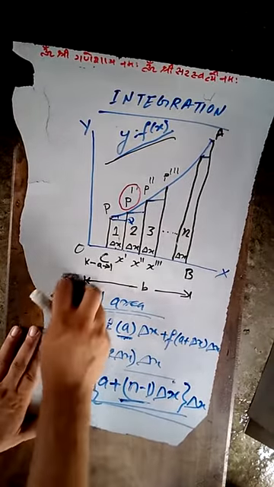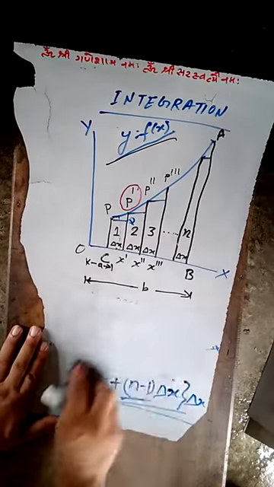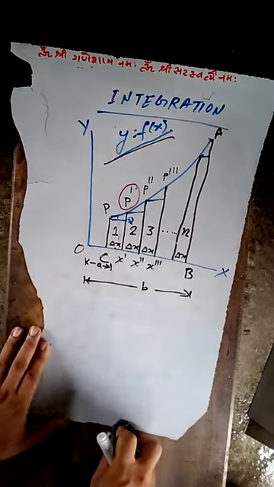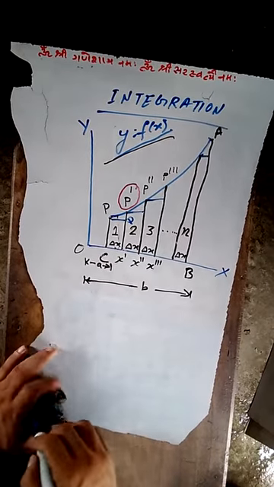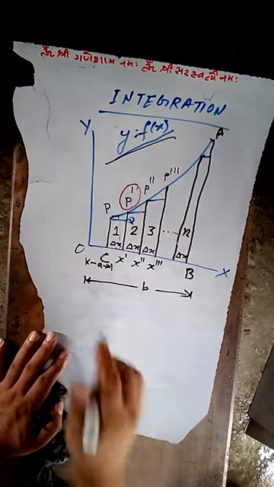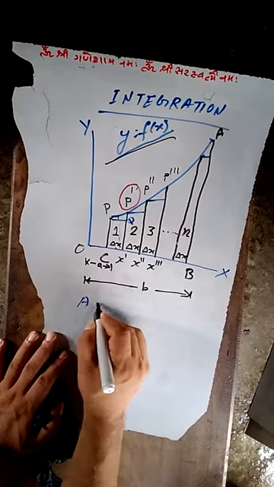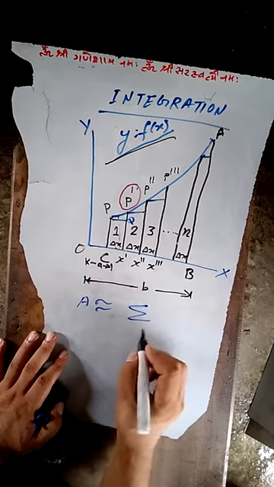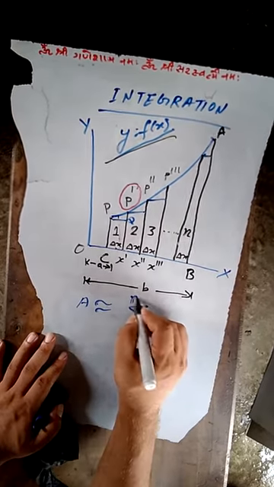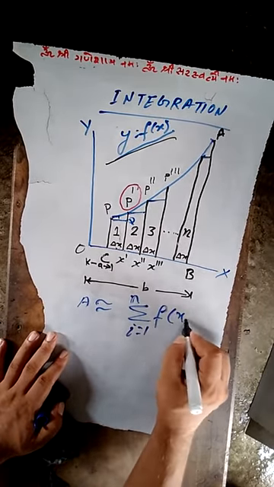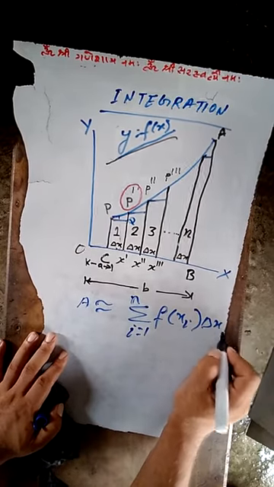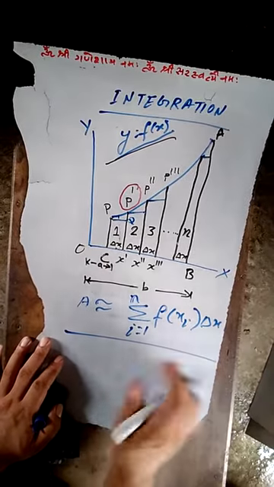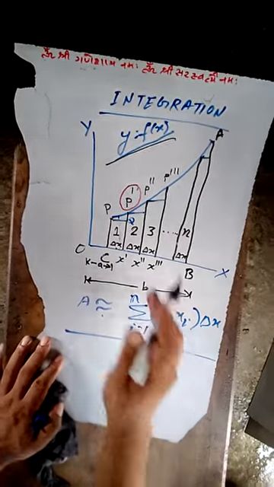So how do we eliminate those triangles? To eliminate those triangles, we need to take the help of the limit. The limit you know very well. So here the area is approximately equal to sigma i equals 1 to n, f(x_i) delta x. This value is approximate, and we have to find the accurate one.